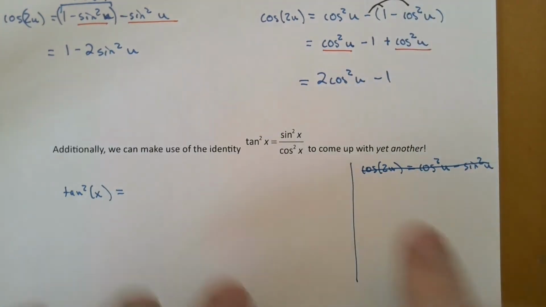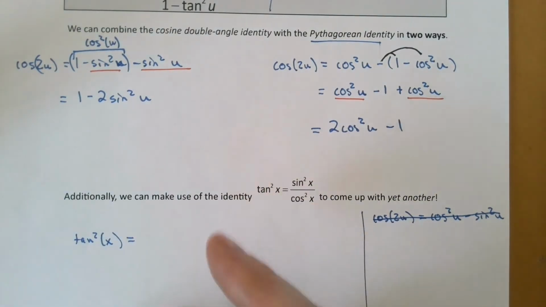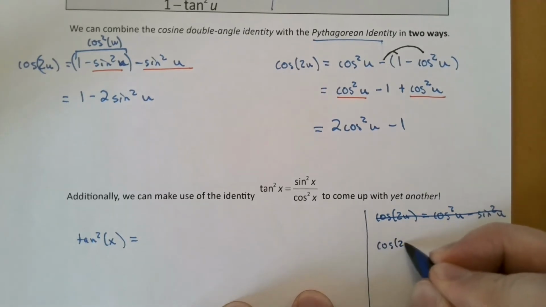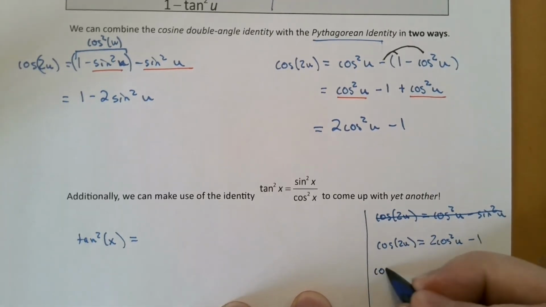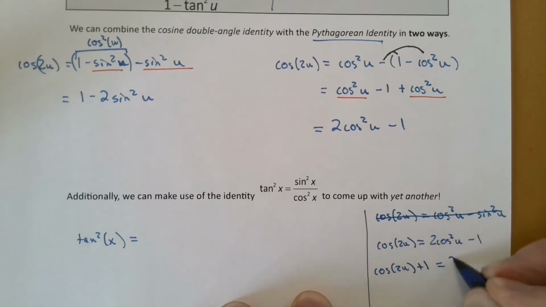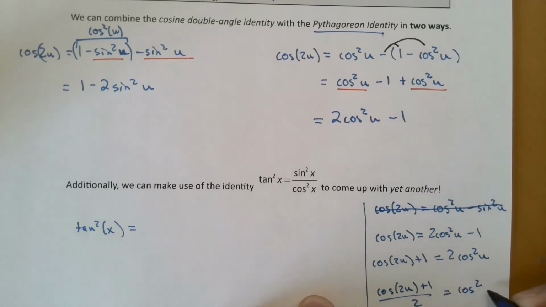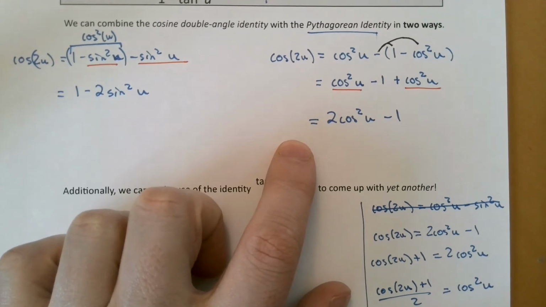Okay, what we're going to do is take these two results and solve them for sine and cosine and then plug them into here to come up with an entirely new identity. So we're going to take that cosine of 2u equals 2 cosine squared u minus 1, and I'm going to solve for cosine squared. So I'll add 1 to both sides, and then I'll divide both sides by 2, and I'll get the new result for cosine squared. That's this. And then similarly, we could do the same kind of work with this one.